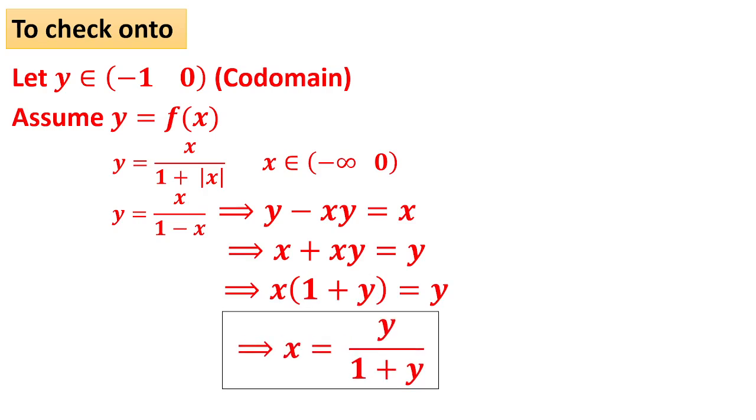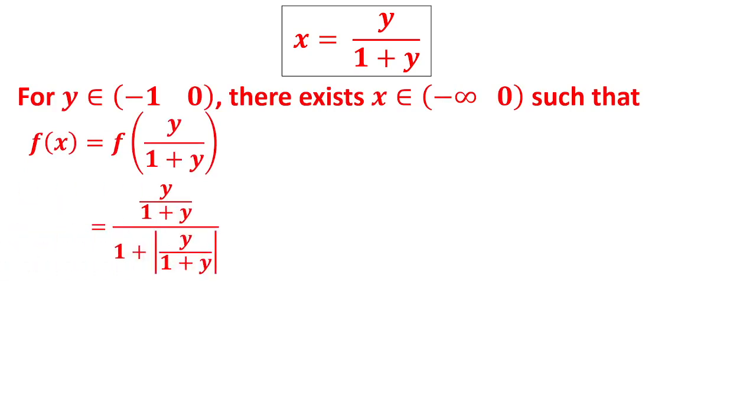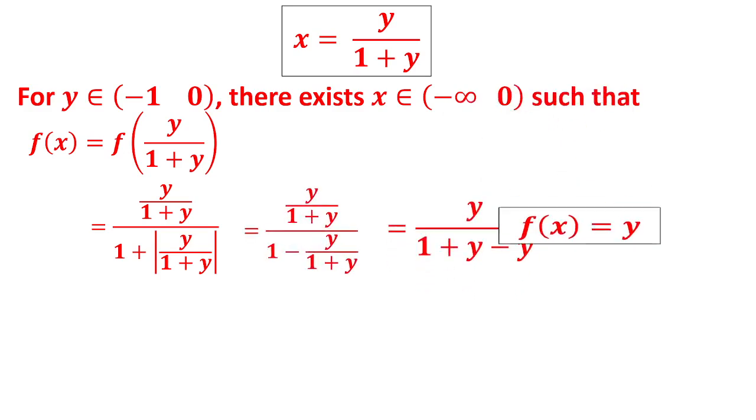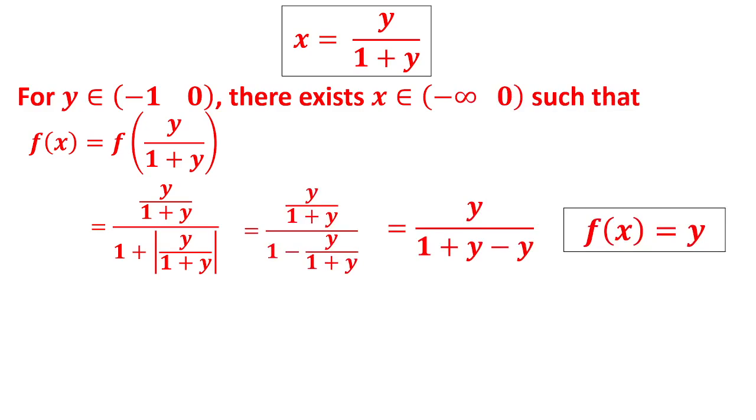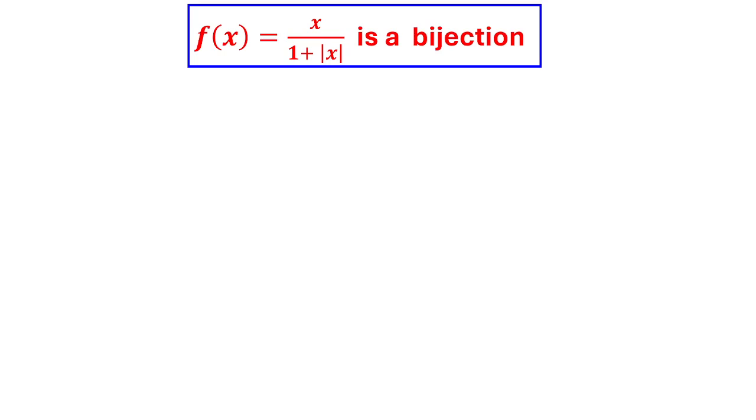And quickly you can directly write it, because y is a number lying between minus 1 and 0. Whenever you substitute it in this y upon 1 plus y, definitely you will get a negative number only, which lies between minus infinity and 0. But anyway, some books will prove it like this also. They will find f of x by putting x as y by 1 plus y, simplify and check whether you are getting y. If you get y, the meaning is f of x is equal to y. Therefore, y is equal to f of x. Therefore, it is onto for one-one and onto, a bijection.